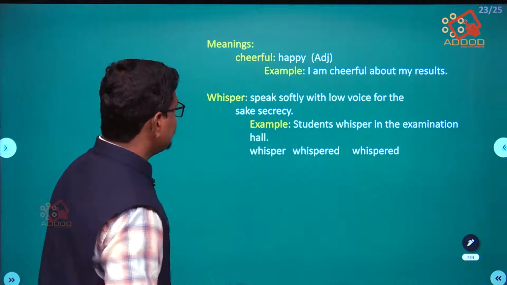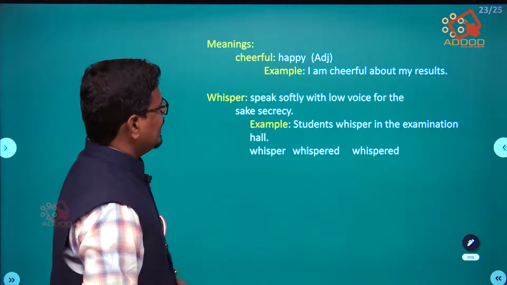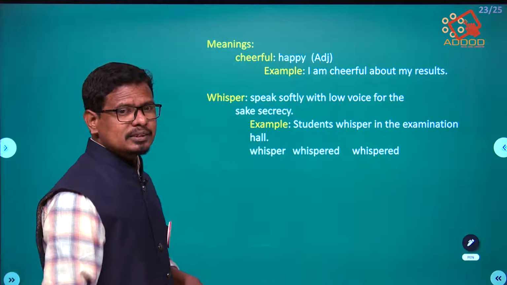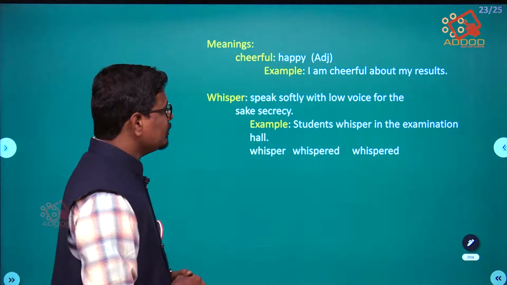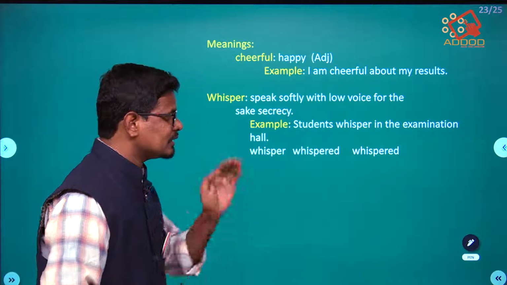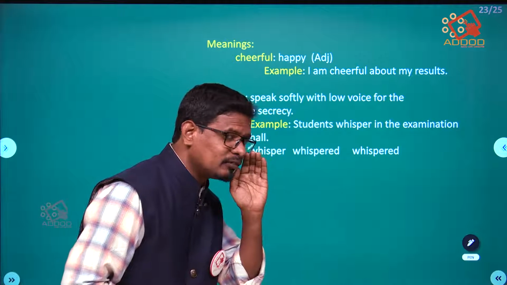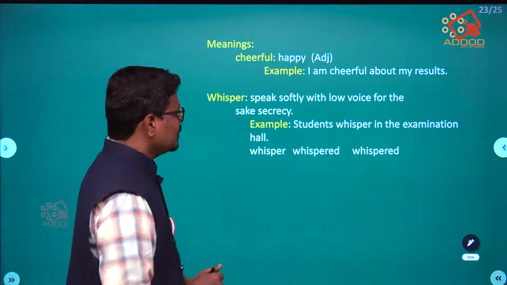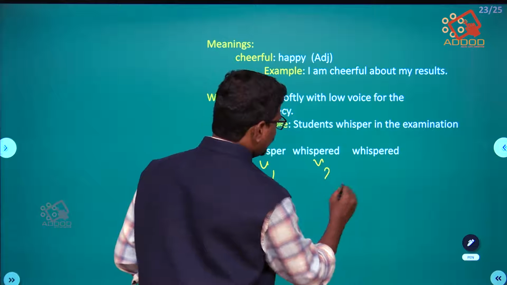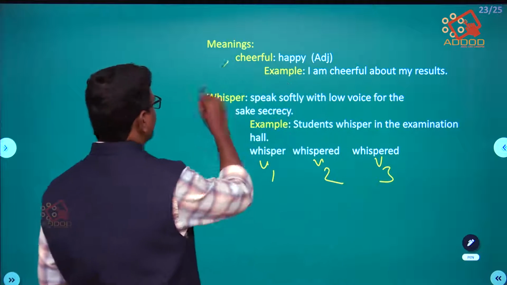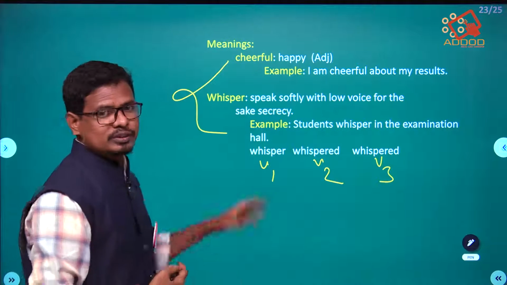Cheerful means happy, extremely happy. Example: I am cheerful about my results. The results were positive, I am really happy. Whisper: speak softly with a low voice for the sake of secrecy. Sometimes we whisper in the ear of our friends. Example: students whisper in the examination hall. This is the verb, V1 and V3. Now you make examples with these words.